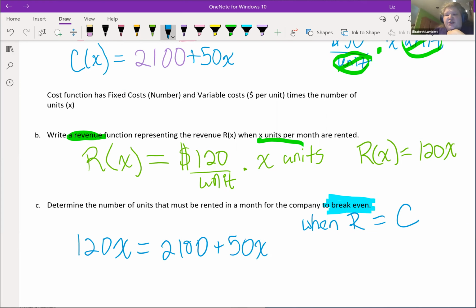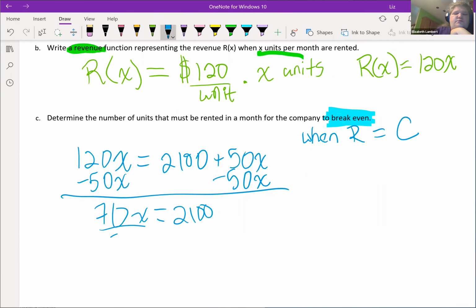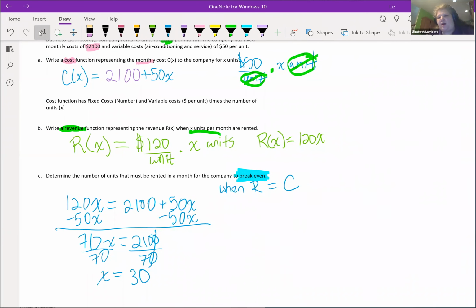But I've had students kind of logic their way to this. Well, if I'm getting in 120, but I have to pay out 50, that's effectively 70 bucks in my pocket, free and clear as it were. So I just have to figure out how many 70s I need to pay off that 2,100. Or how many 70s are in 2,100, where one of the zeros would cancel. 7 goes into 21 3 times, with a 0, 30. So if I rent out 30 units, I will have enough money to pay my rent.